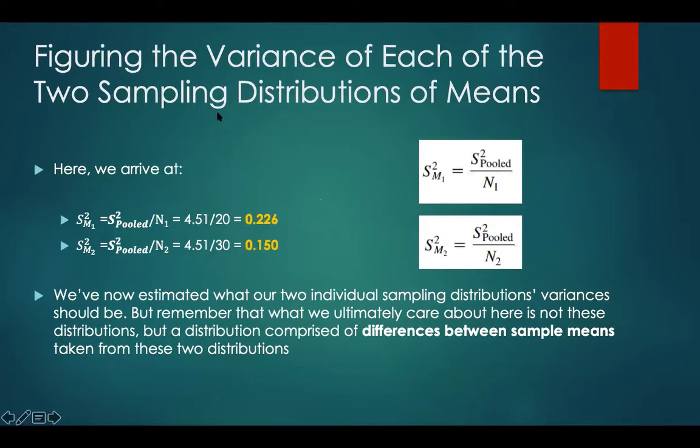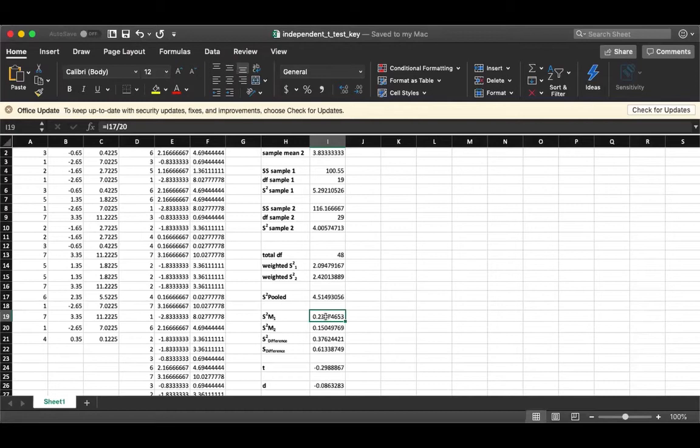So let's move back to the Excel spreadsheet to calculate these two values, these variances of our sampling distributions of means. So in this cell here, I19 is where I calculated the variance of the sampling distribution of means for sample 1. And I did this by taking the pooled variance divided by the sample size of sample 1, which is 20. So equals I17 divided by 20. And then I did the same for sample 2, except this time I used sample 2's sample size of 30, so I17 divided by 30.